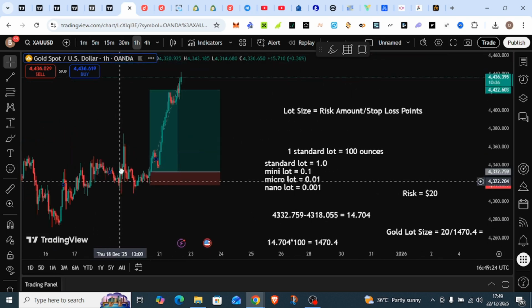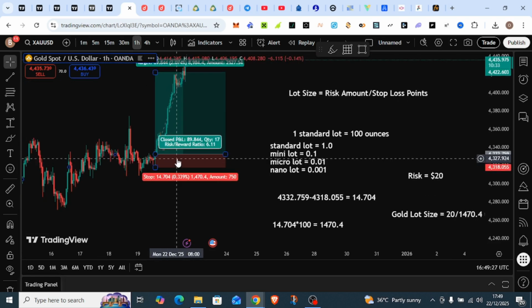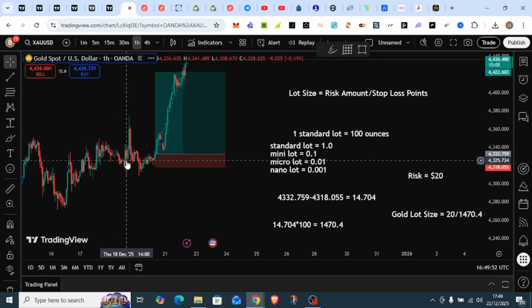And the next thing I will explain before I move to the second method is this. You know that this 14.704 is in points. So to change it to pips now, you divide it by 10. So to get this value in pips is just 1.4704 pips. You don't really need it. I just explained for educational purposes. So it's not something you need to do here to calculate lot size. Let's focus on lot size.